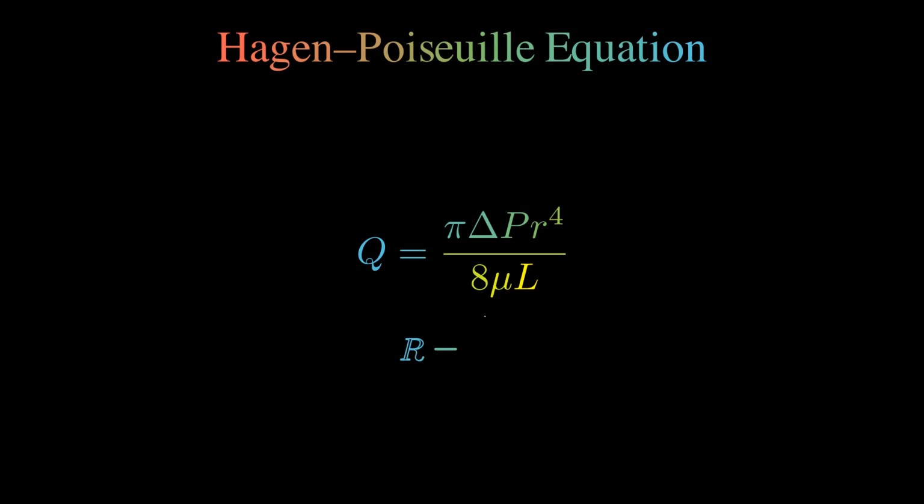Borrowing from Ohm's law, we define resistance as the ratio of pressure difference to flow. When we rearrange the equation, it becomes clear that resistance is inversely proportional to the fourth power of the radius. This means that even small increases in airway radius lead to an exponential drop in airway resistance as children grow.